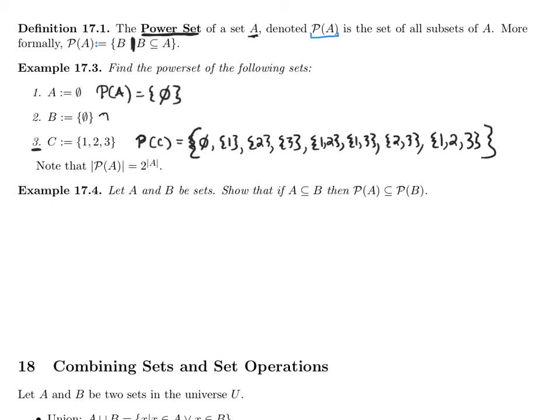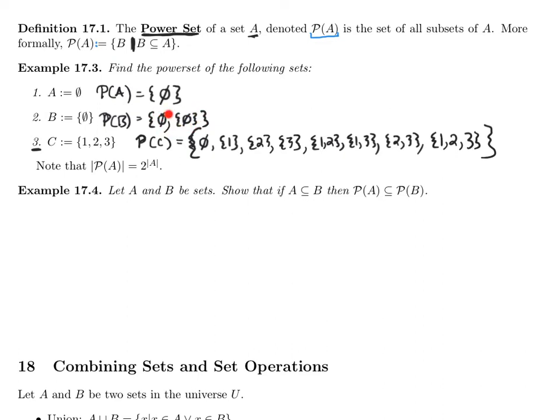So the power set of B, well, you always have the empty set, so we might as well put that in. But you also have any subset containing an element of the set. And so the only element of the set is the empty set. So you also have the set containing the empty set. That is another subset of B. So B has a power set that has two elements, the empty set and the set containing the empty set.